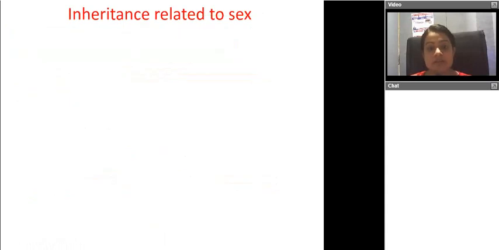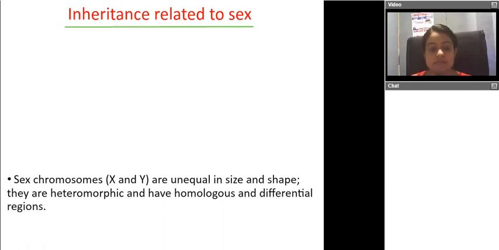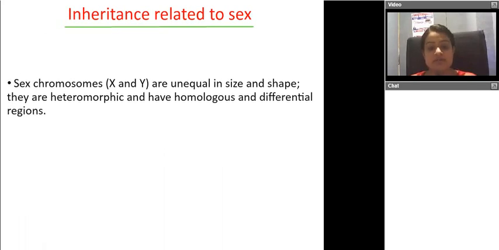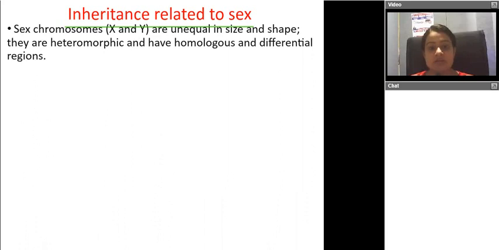Now let us understand the process of inheritance related to sex. The sex chromosomes that are X and Y are unequal in size and shape. They are also heteromorphic and have homologous and differential regions.